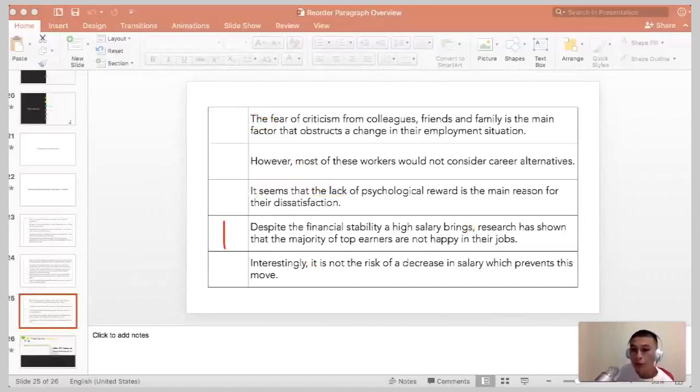Okay. So what are my keywords in number one to tell you the topic? Like, what is the main topic of this? Well, they're not happy, right? Key earners are not happy. And everybody says 4-3, 4-3. Why? Because in here, the main reason for their dissatisfaction.